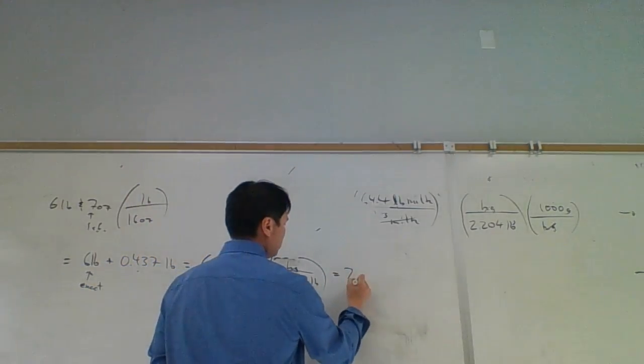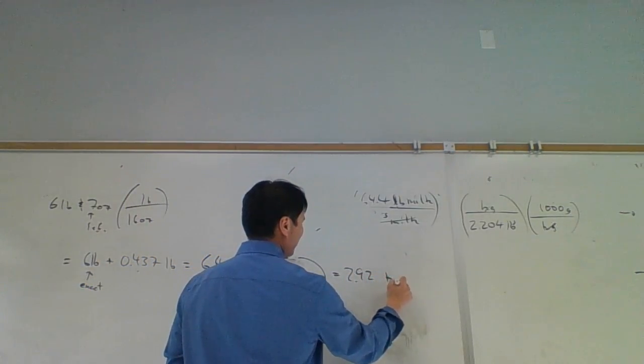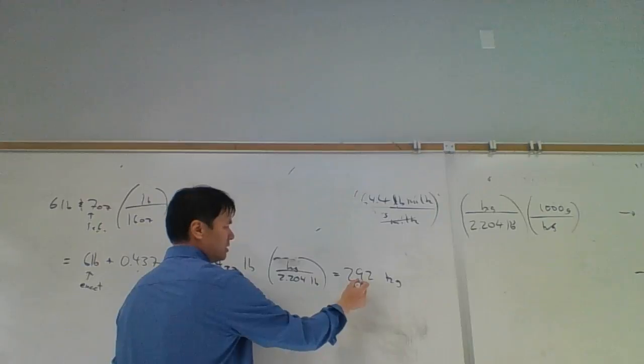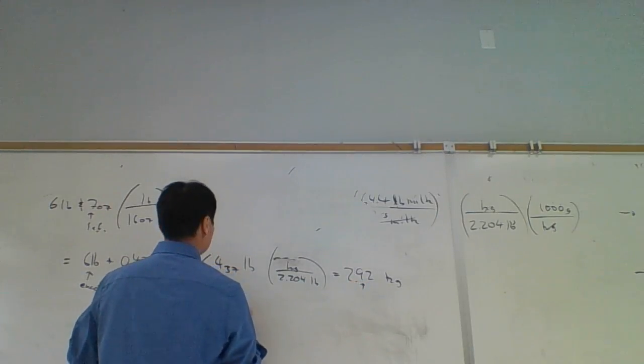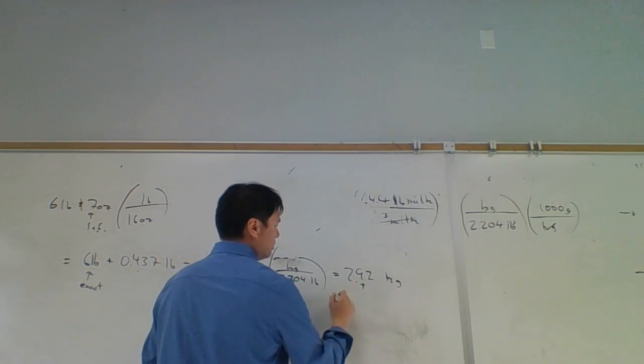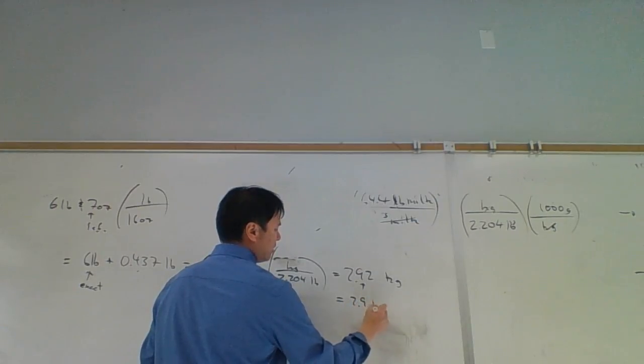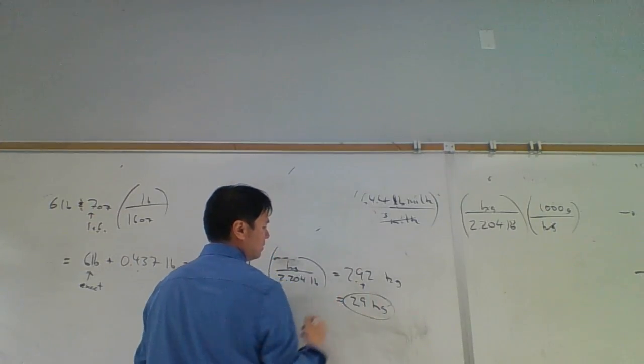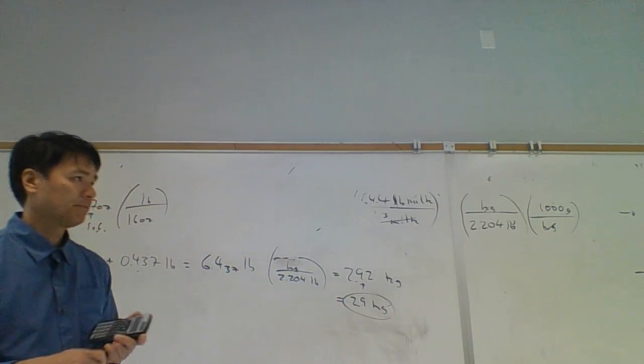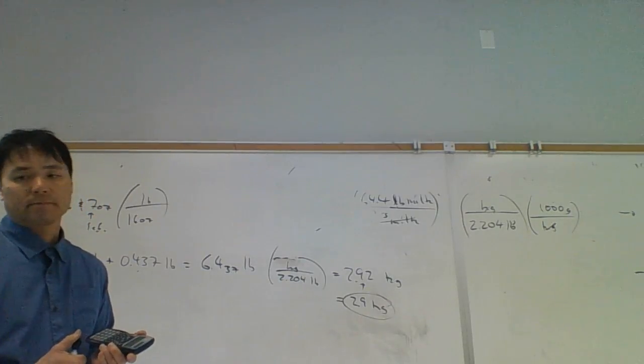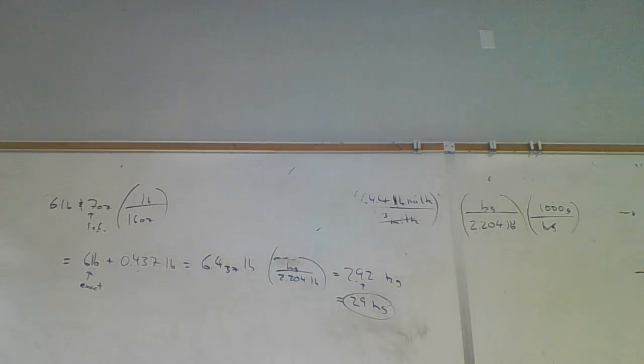Kilograms. So I get 2.92 kilograms. Now, the uncertain digit is here, just keeping track. And so this is going to come out to 2.9 kilograms. Now, doing addition and subtraction, the sig fig rules are different. So let's go back and take a quick look at the sig fig rules for addition and subtraction.